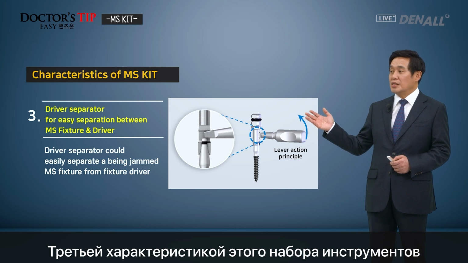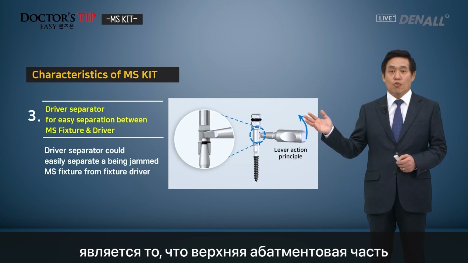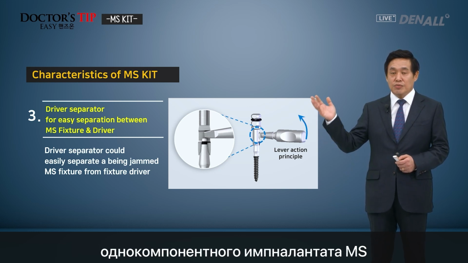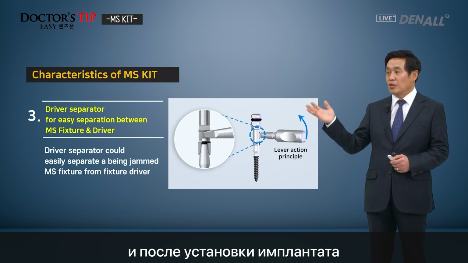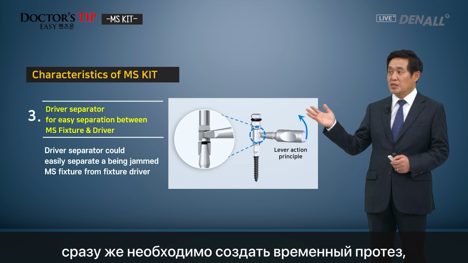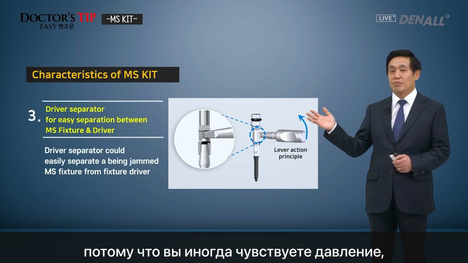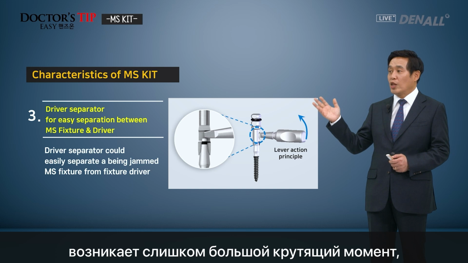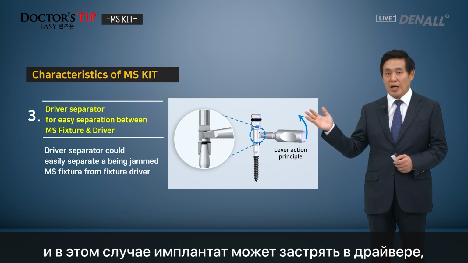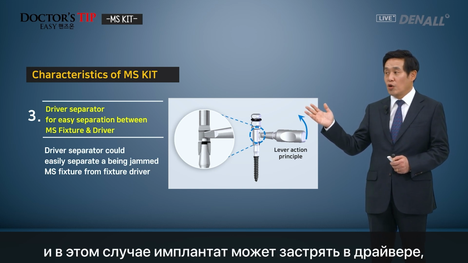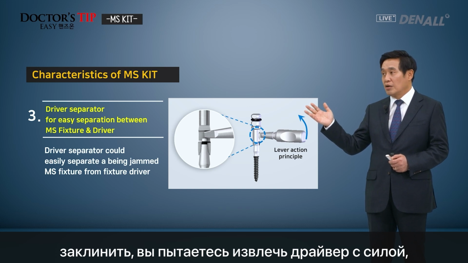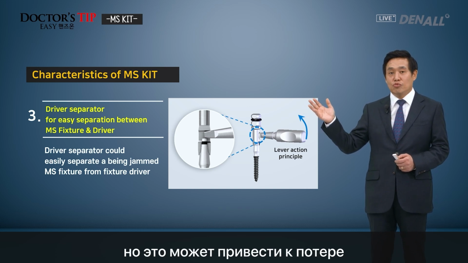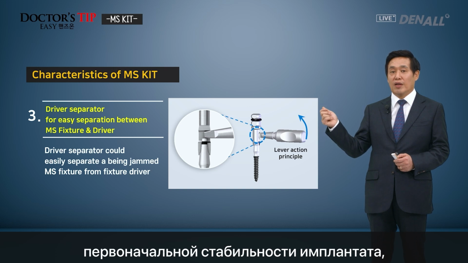The third characteristic is that the MS fixture, because it's a one body implant, has the upper part exposed within the oral cavity, and after placing the implant, you immediately have to create a temporary prosthesis because you feel that pressure, sometimes too much torque. And in such a case, between the fixture and driver, there could be jamming.